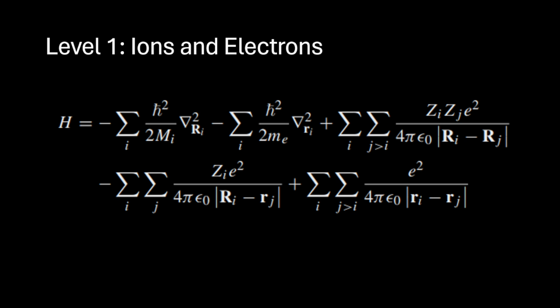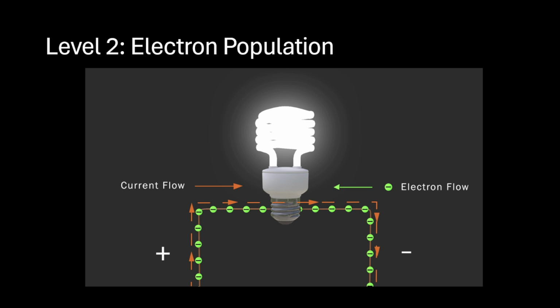So this Hamiltonian is basically the equation that tells you the potential energy of electrons, i.e. everything you need to know about the individual electrons as they move. So this is like the most fundamental equation for the way electrons behave. If you go one level up, you have collections of electrons moving through circuits. And this is kind of like the electron population level. So now you think of the overall current flow rather than the individual electron flow.